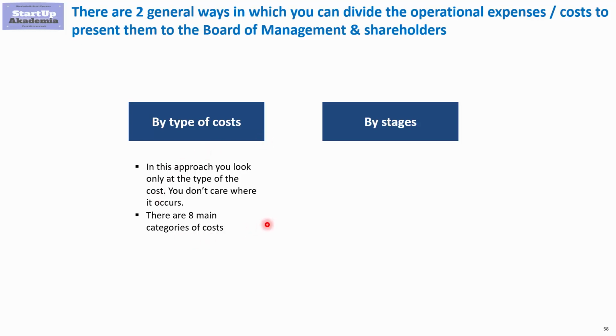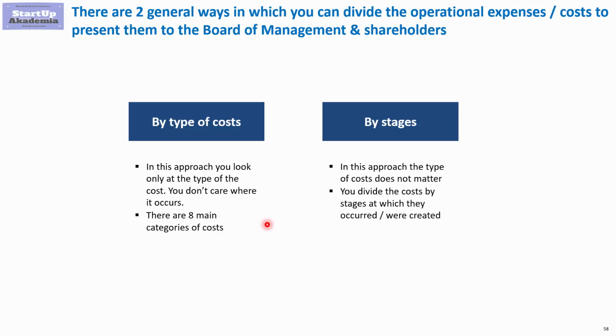So as an example, when we look at the labor costs, so personal costs, people, we don't care whether it's a production person or a salesman or a director, we put all of them in one basket. By stages, you do exactly the opposite thing. So you are more concerned about where they occur, where they are created, than what type of cost it is. So you would put the labor devoted to selling in a different basket than the labor devoted to production. In this lecture, we'll discuss the 8 main categories of costs, and later on we'll do exactly the same thing for the cost by stages.